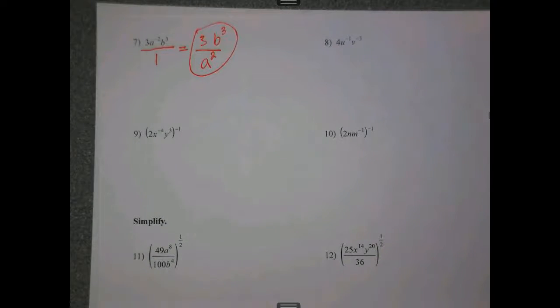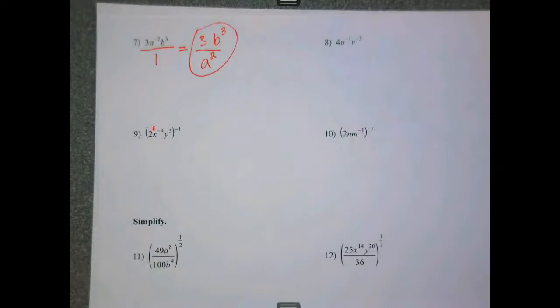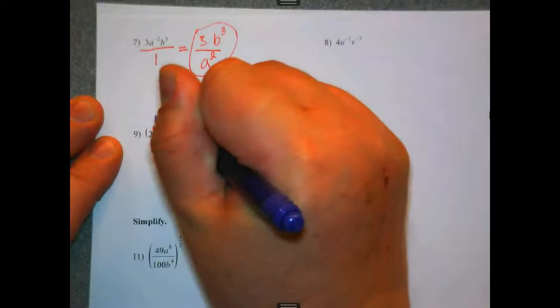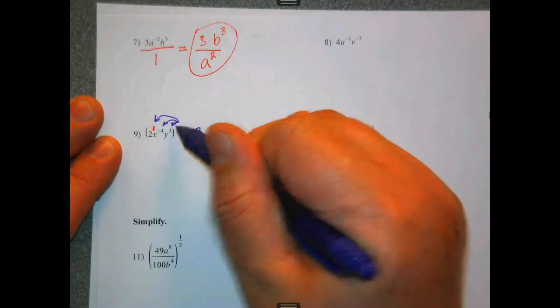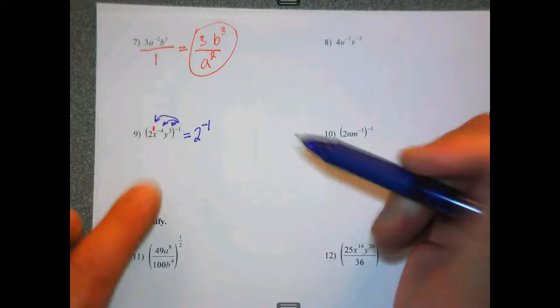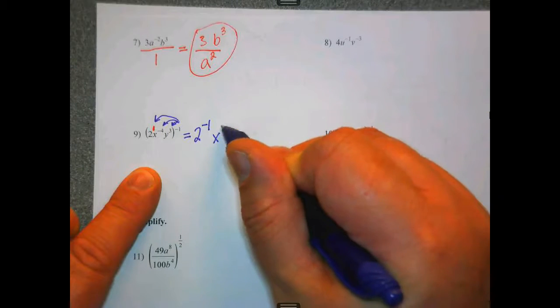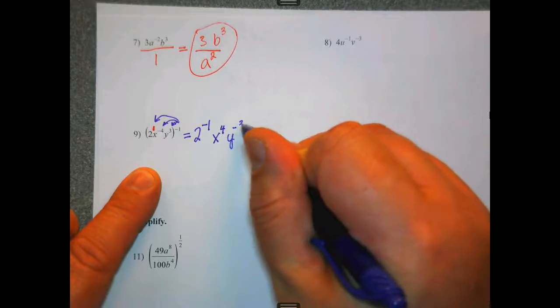Number 9. If I don't have an exponent showing, there's a 1 there, so there's 2 to the first. I have an exponent outside parentheses, so I'm going to distribute the exponents. So I get q to the 1 times negative 1 is negative 1. x to the negative 4 times negative 1 is x to the positive 4. y to the 3 times negative 1 is y to the negative 3.